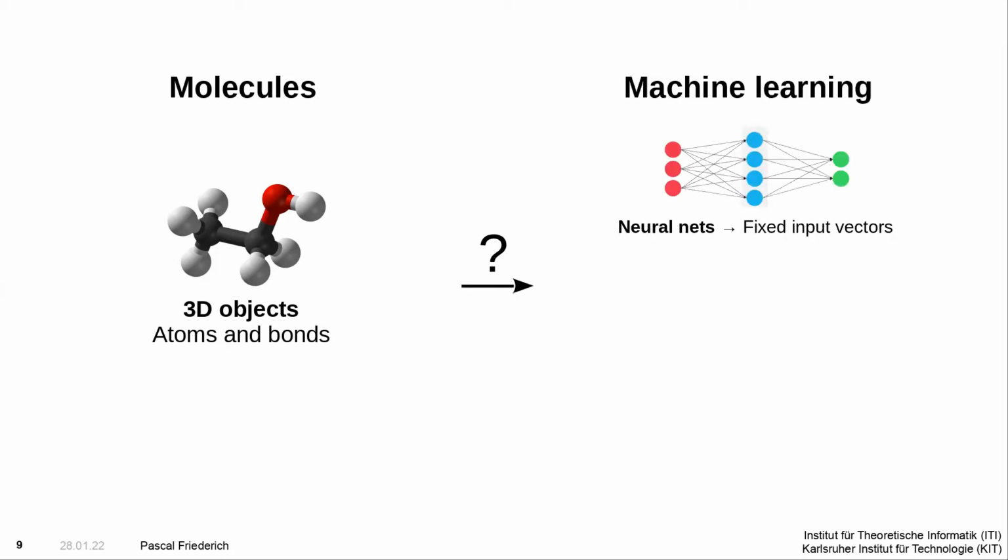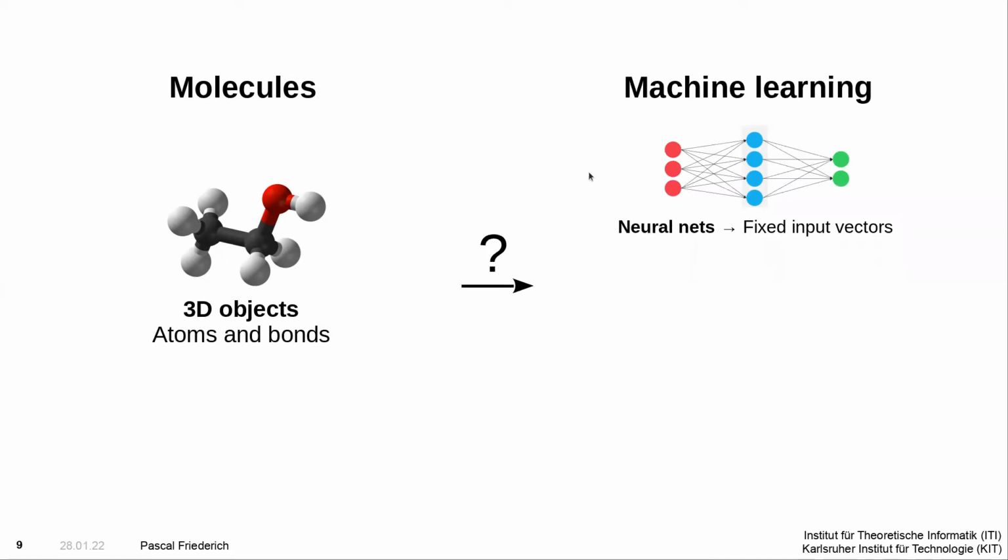We think about neural networks. They typically consist of layers of neurons, and these layers have a fixed size, so we need to represent a molecule somehow as fixed sized vectors, independent of the size or the shape or whatever of the molecule, to be able to feed that into neural networks, and that's not necessarily a trivial task.